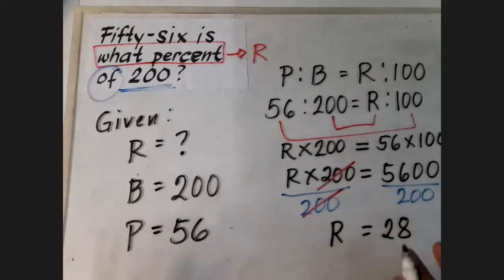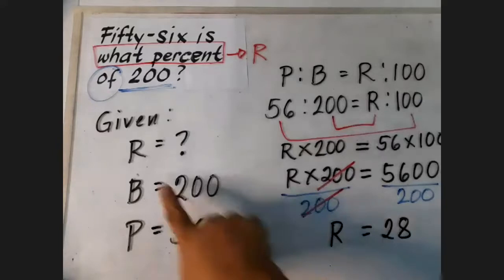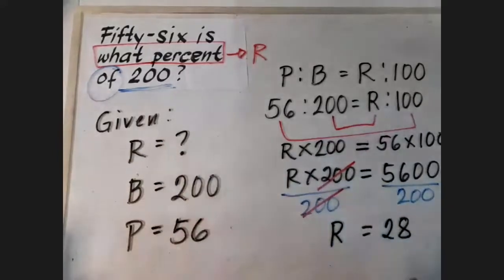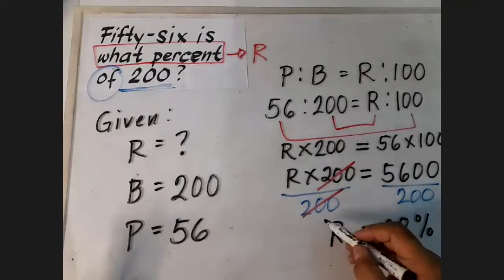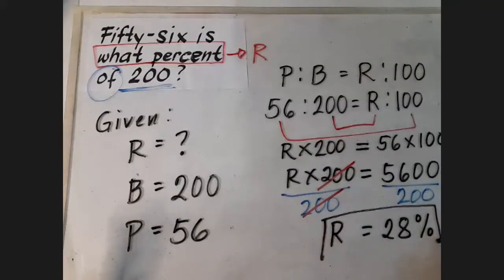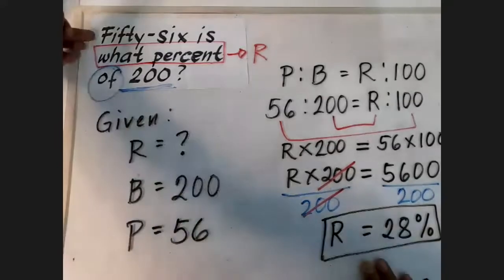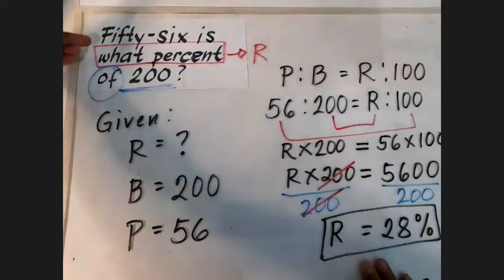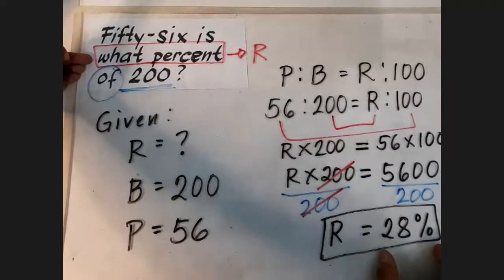Now, di pa tayo tapos. Why? Kasi R, as we all know, should have a percent symbol. Yung sagot natin, wala pang percent symbol. So, para maging tama yung ating sagot, since this is R, we need to put or write a percent symbol after 28. So, that's our final answer. So, that means 56 is 28% of 200.